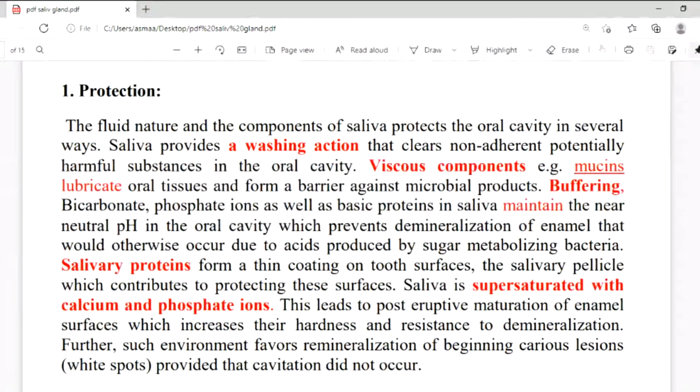Saliva is supersaturated with calcium and phosphate ions. Also, this leads to post-eruptive maturation of the enamel surface, which increases its hardness and resistance to demineralization. Furthermore, such an environment favors remineralization of beginning carious lesions.